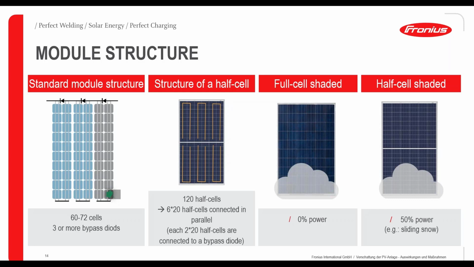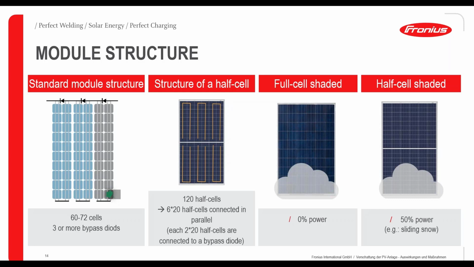On the other hand side, there is also a rise in half cell modules, and the structure is different in that way that we don't have 60 full cells. We have now 120 half cells. They are again connected 6 × 20 in parallel, and each 2 × 20 half cells are again connected to a bypass diode. So we again have this effect. If there is a shading on the bottom of the cell, the top part can still produce as normal because the bypass diode is bypassing the current.